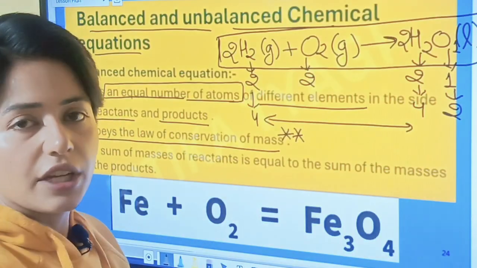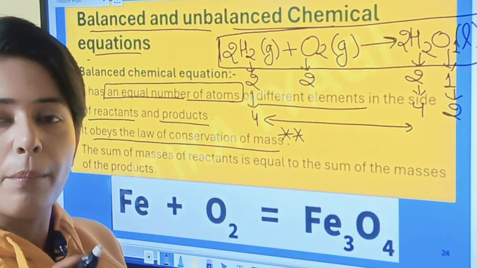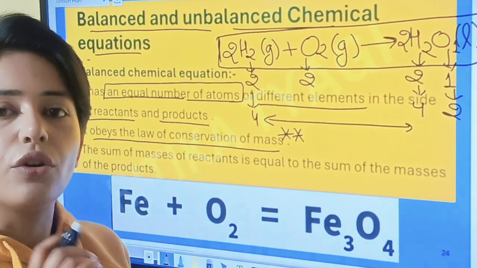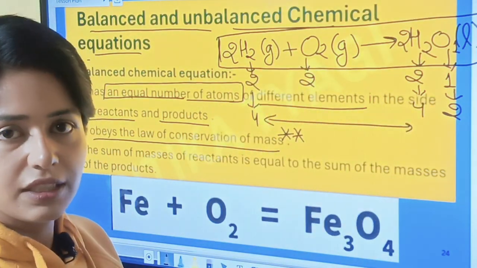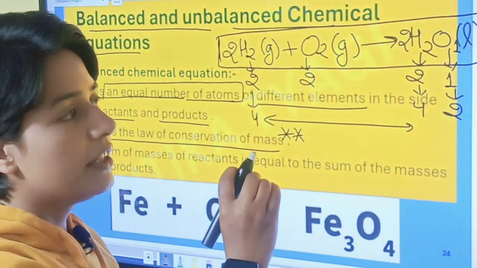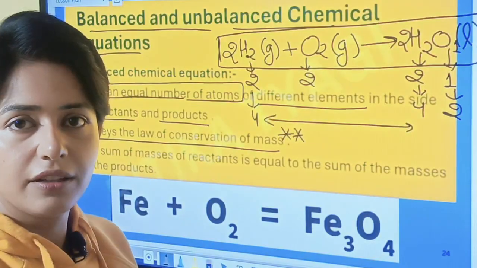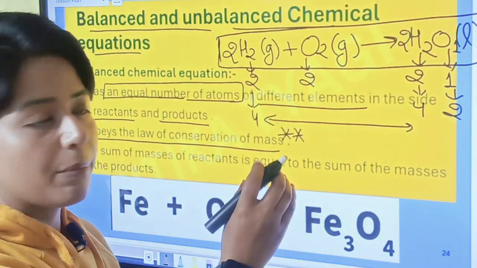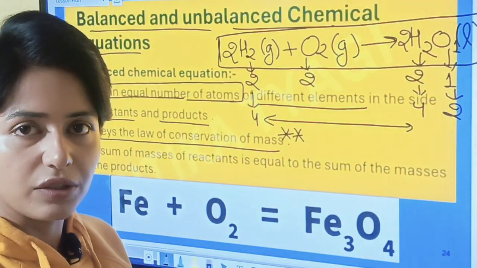Balancing of a chemical equation obeys the law of conservation of mass, which means mass can neither be created nor destroyed but can be converted from one form to another. It means the reactants react with each other and form a new substance with new properties, that is the product. But overall, the mass of the reactant molecules is equal to the mass of the product molecules.